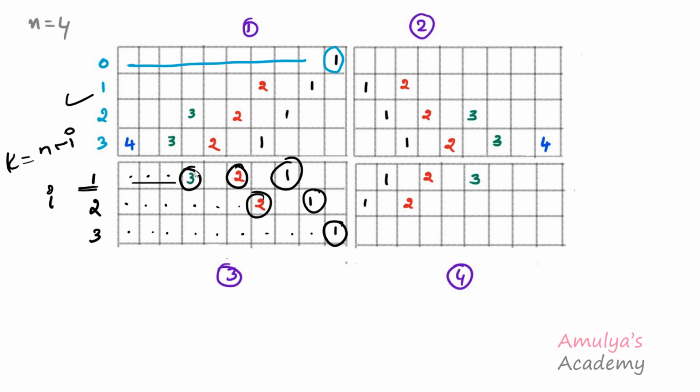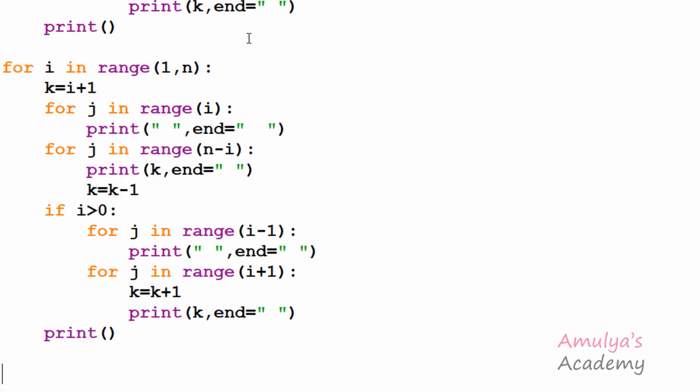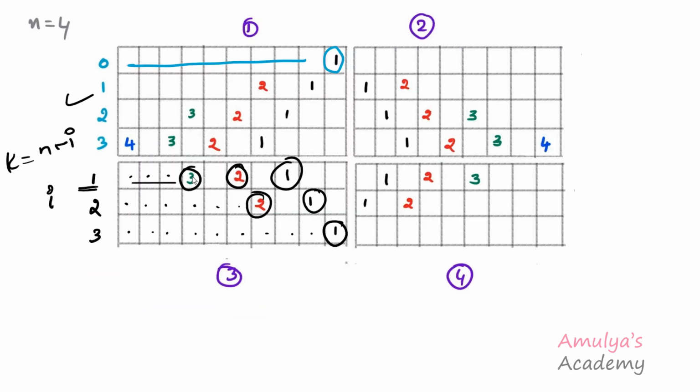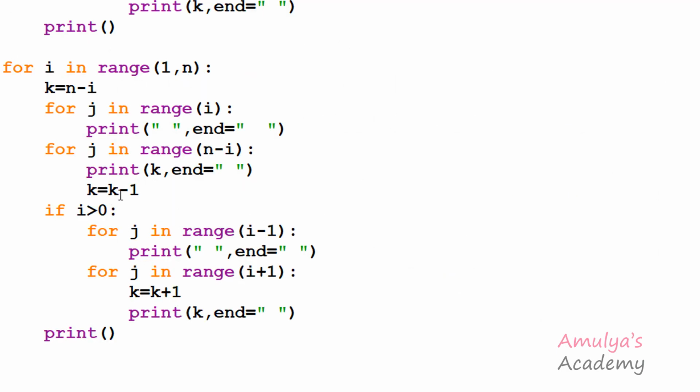If I apply the n minus i formula, so here instead of taking k as i plus 1, I'll take n minus i. So it will print the k value. Because we are decrementing the value, that is, first we want to print 3, next 2, next 1, I'll take k equal to k minus 1. Okay, so this is for part 3.